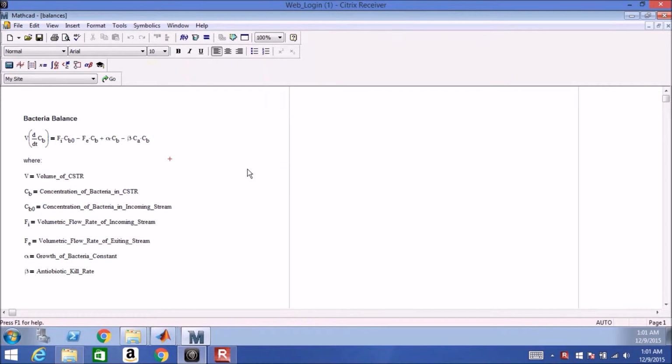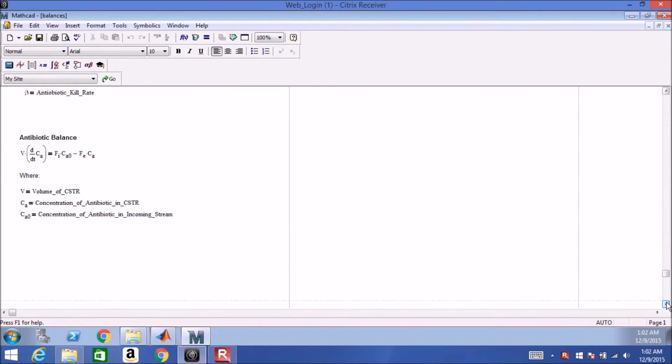So in order to model this process, we had to do an overall bacteria balance, which is right here. The left-hand side here is simply an accumulation term in the CSTR of bacteria. The first term here is the input of bacteria to the CSTR. Then we subtracted the exit stream of the bacteria. Then this alpha term here is the growth rate of bacteria in the CSTR. And then this beta term here is sort of the kill rate of the antibiotic. Alpha and beta are just constants that can be found in some of the papers that we found in our literature search.